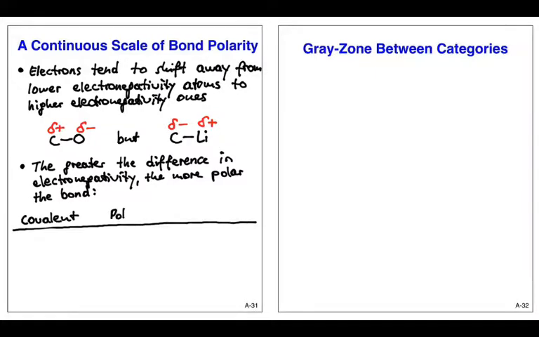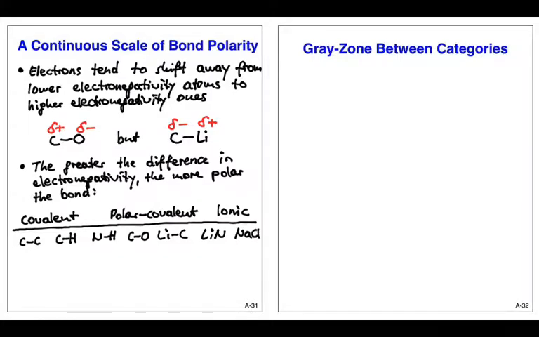So we can make a table. On the left we have more covalent bonds, polar covalent ones in the middle, ionic ones on the right. Here again, carbon-carbon is very, very covalent. Carbon-hydrogen is still very covalent. Then it starts to get more polar. We have nitrogen-hydrogen, NH bonds. Carbon-oxygen bonds are even more polar. Lithium-carbon bonds more polar. Lithium-nitrogen bonds more polar. And finally, among the most polar bonds you can have is sodium chloride, which is a typical salt.